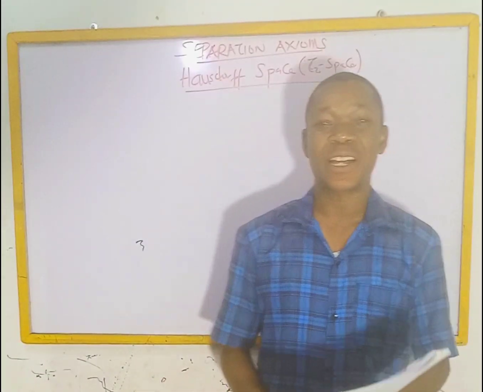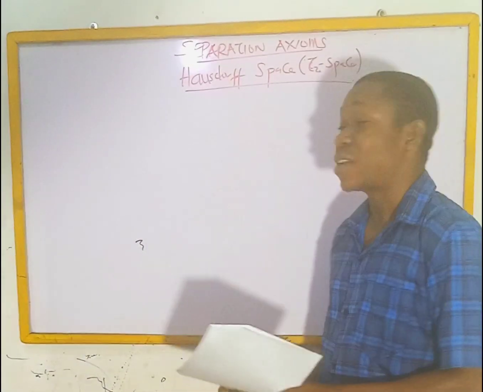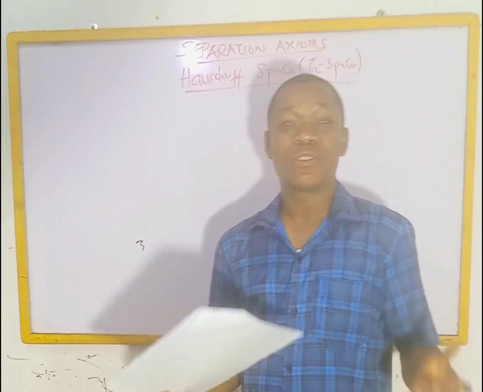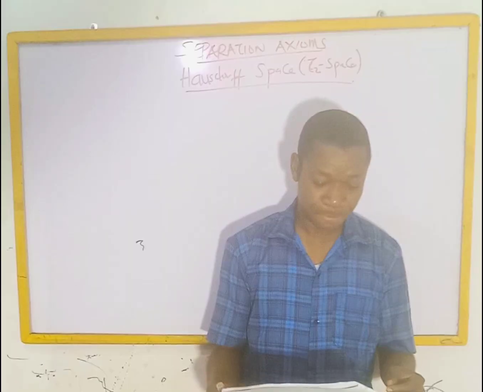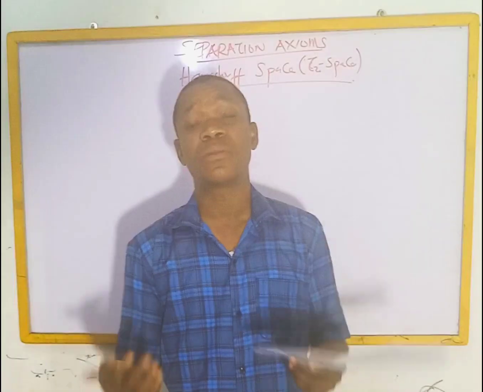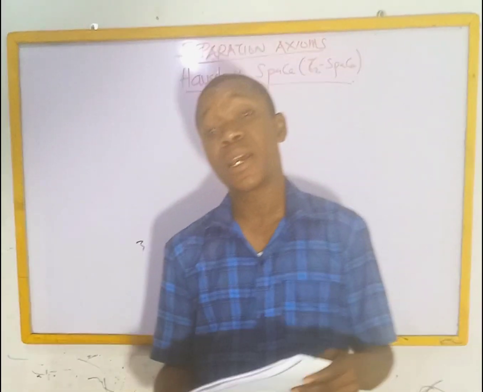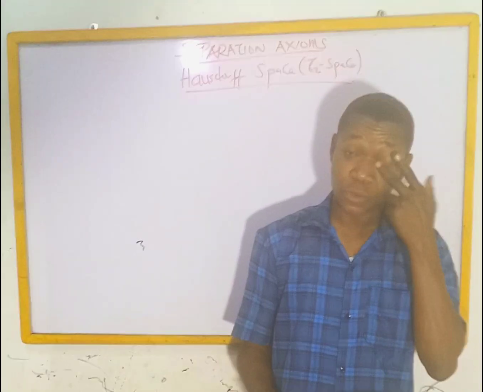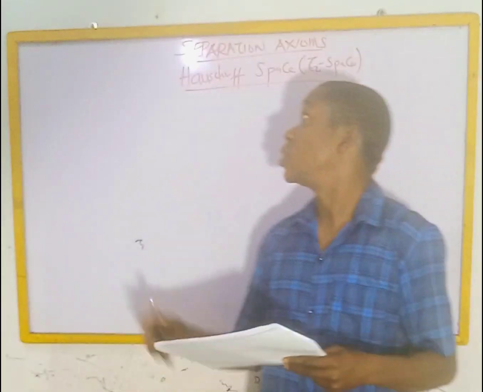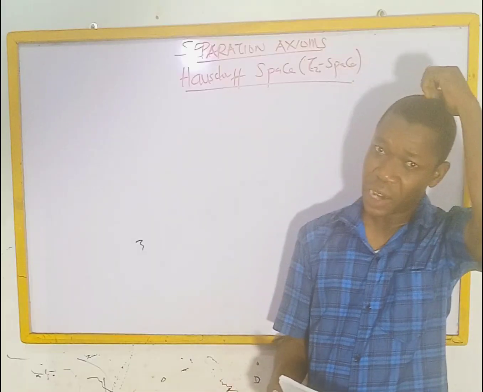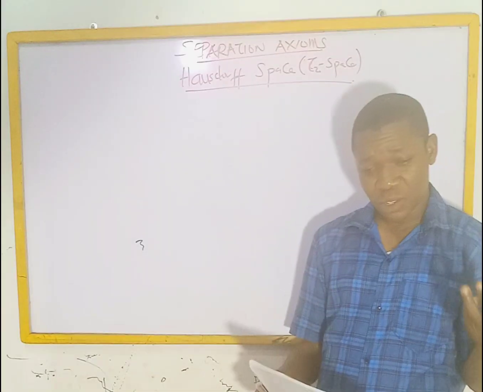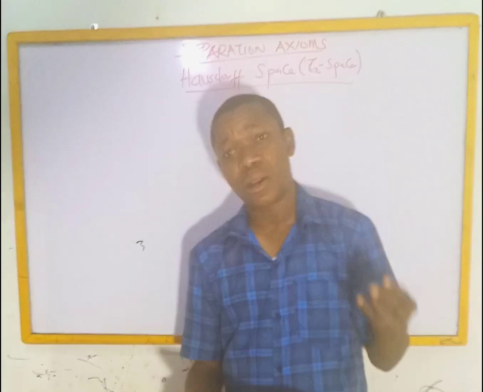Today we want to quickly look at the separation axioms we are still on, that is the Hausdorff space, or some call it Tau2 space. Today we'll be looking at some definitions, proofs of theorems, and some results, and look at one or two examples on Hausdorff space. Before I go to Hausdorff space, you can recall that we've explained the concept of Tau0 space and Tau1 space.